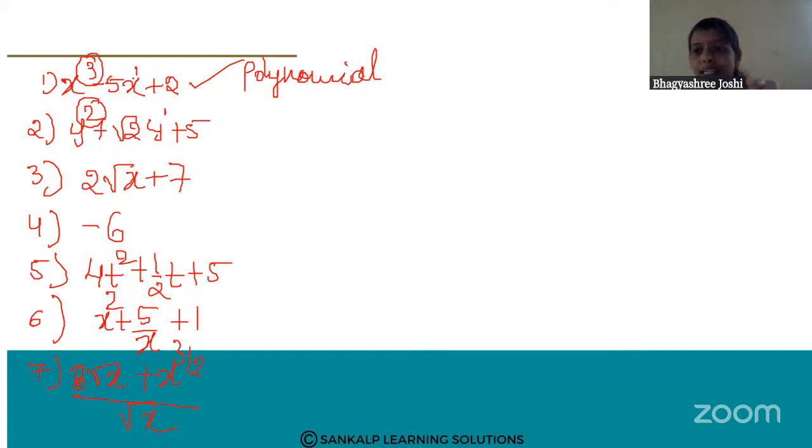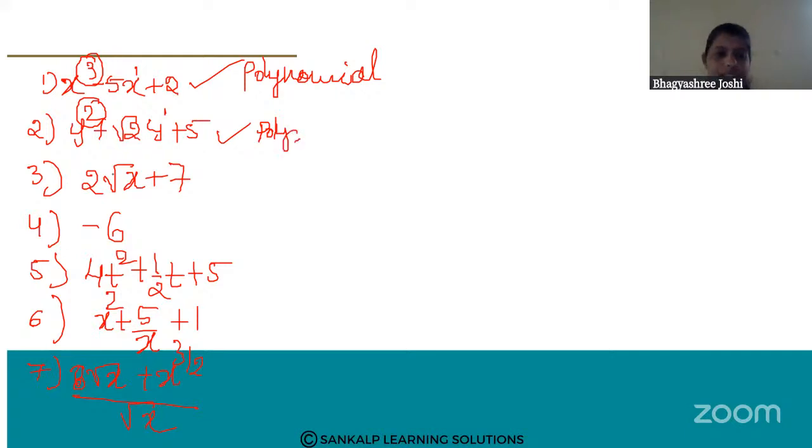Only you have to see the exponent here. The coefficient may be anything. It may be a fraction, it may be negative, it may be decimal, it may be irrational, anything. Therefore we are saying a, b, c are real numbers. It may be anything, but you have to observe powers. So here 2 and 1 are both positive numbers. It comes under whole numbers. It is a polynomial.